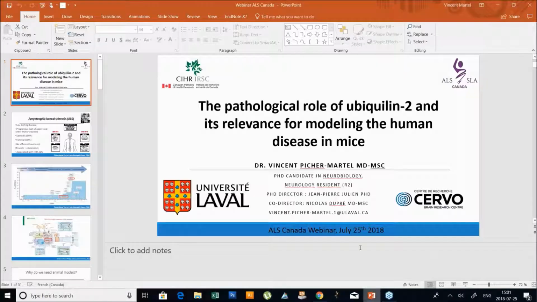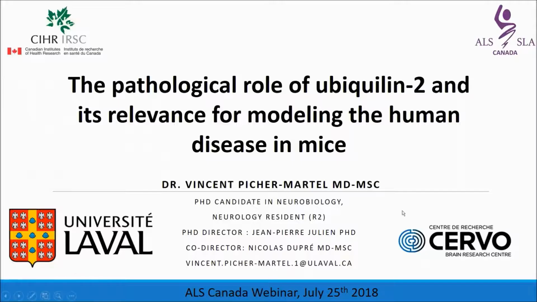Now our speaker today is going to speak about models in the laboratory and how we can help to convert those and understand from those into ALS therapies. Our speaker is Dr. Vincent Picher-Martel. He is going through the training as a medical doctor currently, and is also pursuing a PhD at Université Laval in neurosciences with Dr. Jean-Pierre Julien.